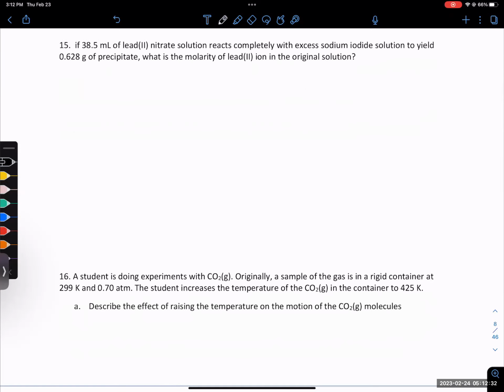I'll give y'all number 15, or let y'all do number 15. Let's do 3 minutes. Please try it to the best of your ability.